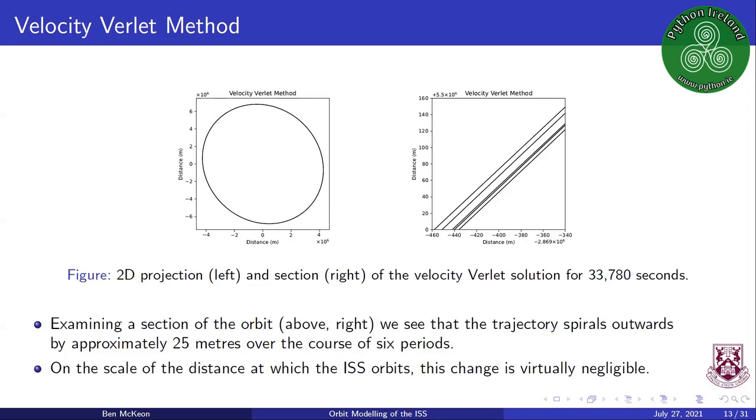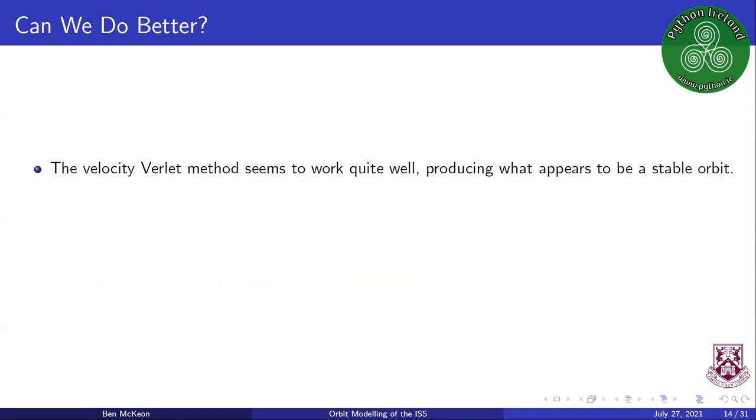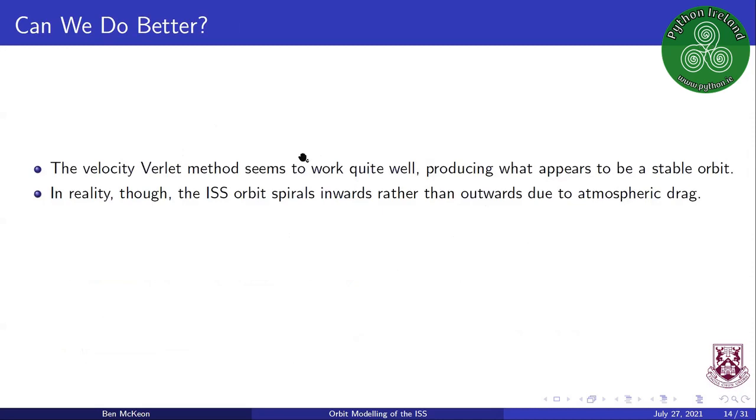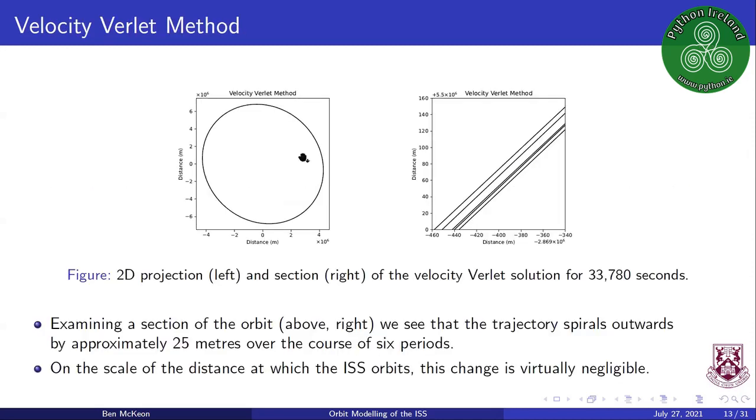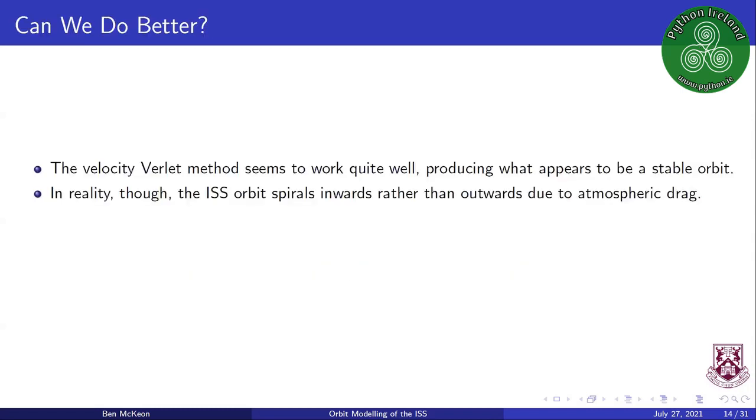But moving on from that, we wonder, can we do better? Obviously the velocity Verlet method seems to work quite well. But in reality, the ISS doesn't spiral outwards like that did. It would spiral inwards towards the Earth, which would happen in actuality because gravity of the Earth would be attracting the ISS.